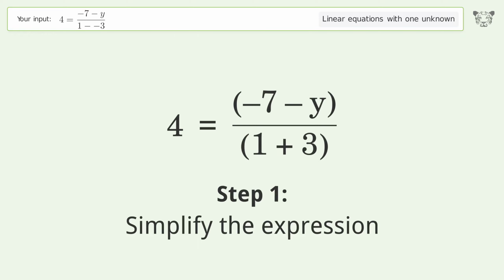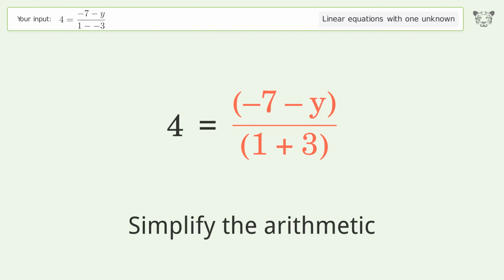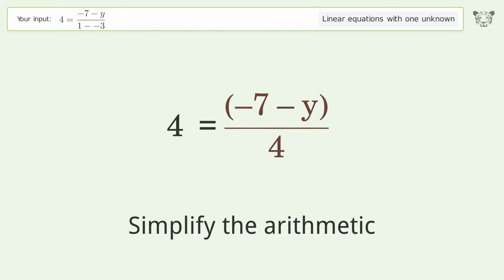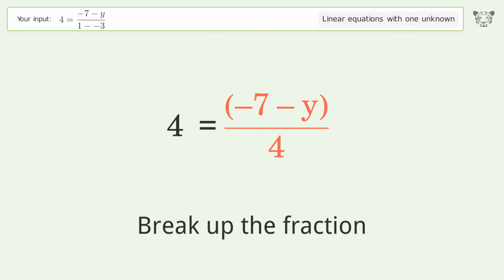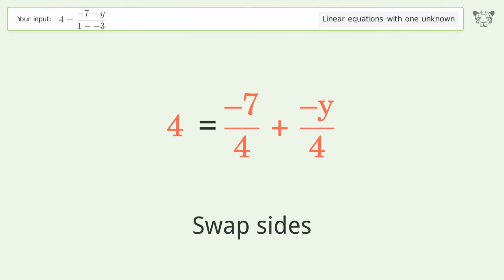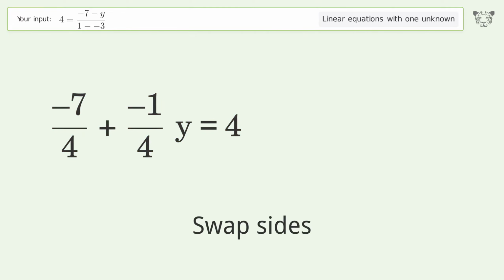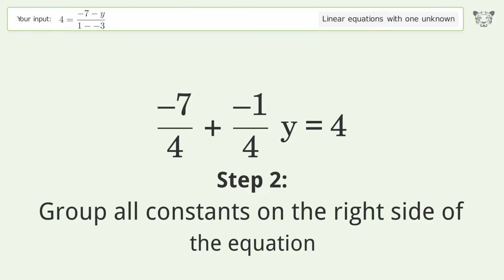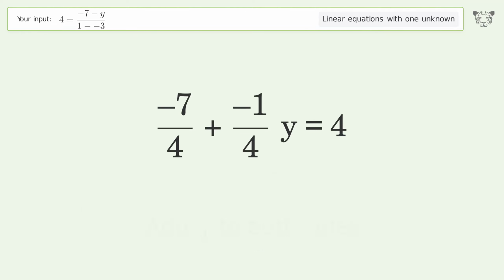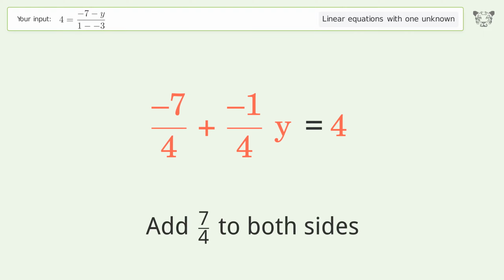Simplify the expression. Simplify the arithmetic. Break up the fraction. Swap sides. Group all constants on the right side of the equation. Add 7/4 to both sides.